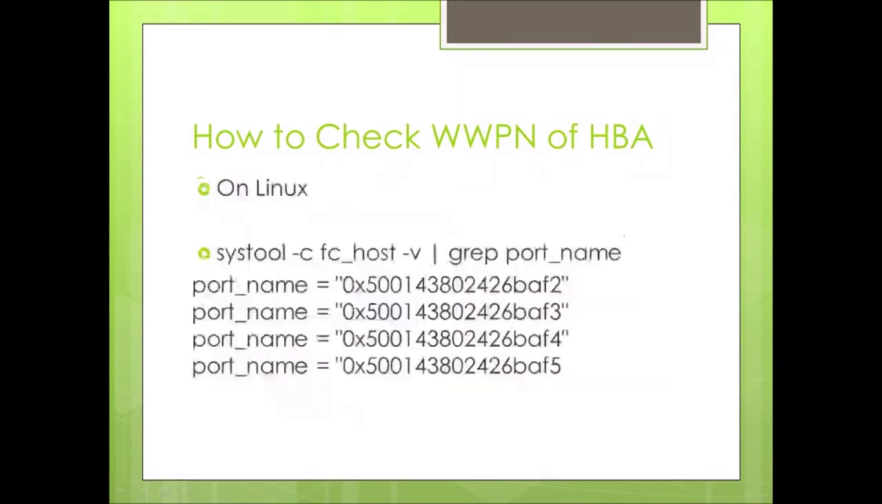Then if you have a Linux machine, how do you find the WWPN number of the HBA? On a Linux machine, multiple methods are there. If you want to get this output with a single command, you have to install the sysfsutils package, and once it is installed, you can fire the systool command: systool -c fc_host -v | grep port_name, and this output will be visible to you. This way you can gather the WWPN number from Linux.